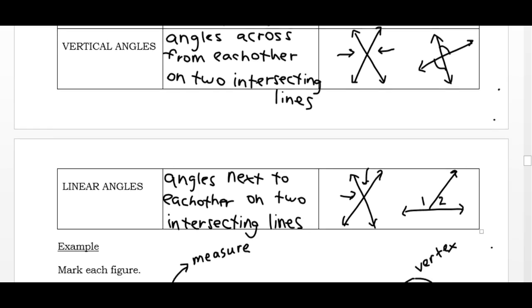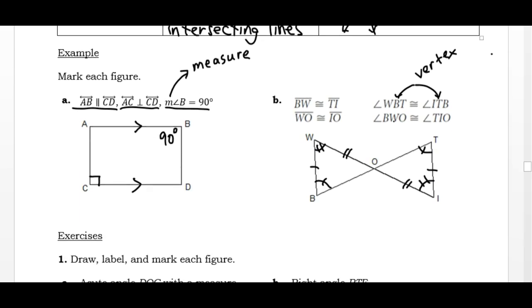Okay, one quick example. We're going to mark the information given in the question. So here I have a rectangle looking shape. We haven't defined rectangle yet, but it says here AB is parallel to CD. So I have AB on the top, CD on the bottom. To mark that they are parallel, I just added these little arrows.